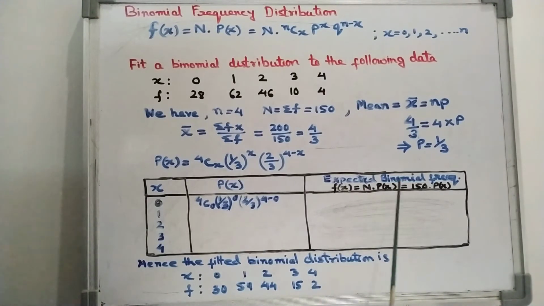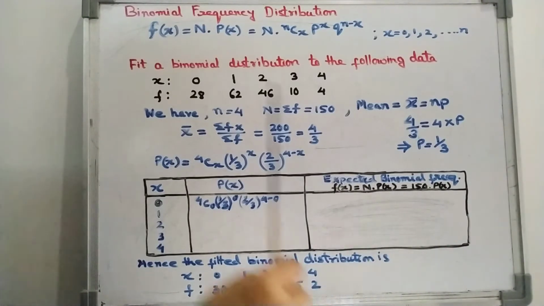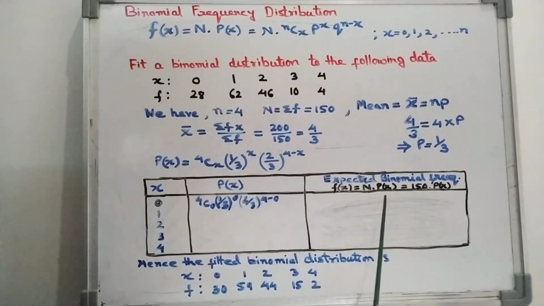Now the expected binomial frequency, here I have written expected binomial frequency, that is fx is equal to npx, n is 150, so 150 into px. So whatever be the value of px for different values of x, we multiply it by 150 and we get the expected frequency for 0, for 1, for 2, for 3 and for 4. So we will write here the expected frequency.